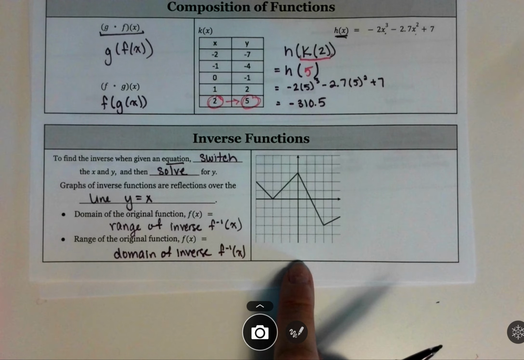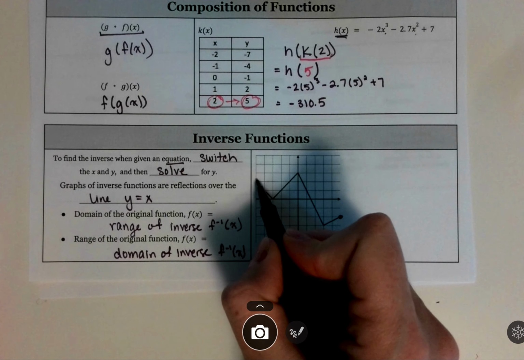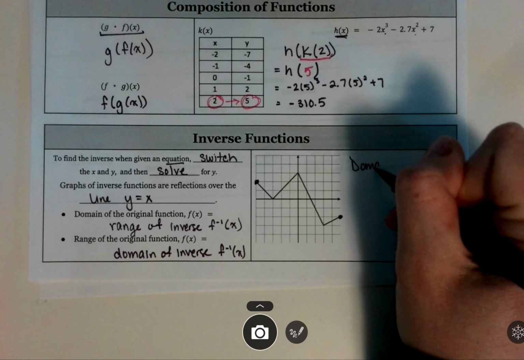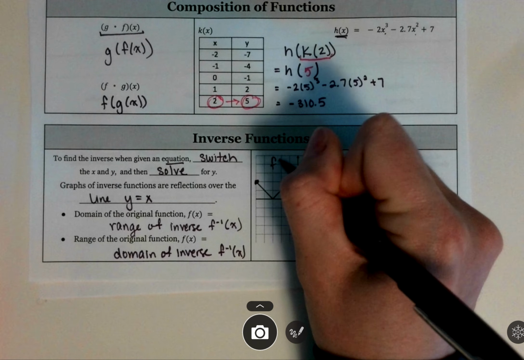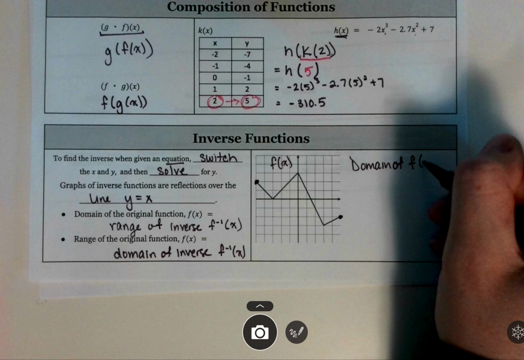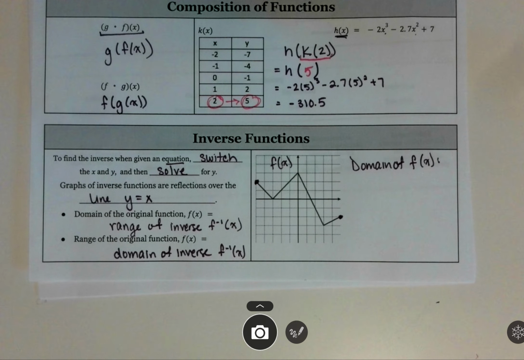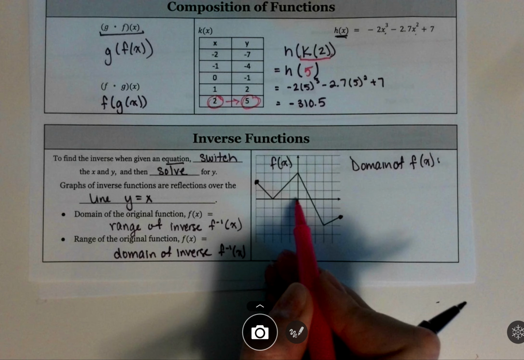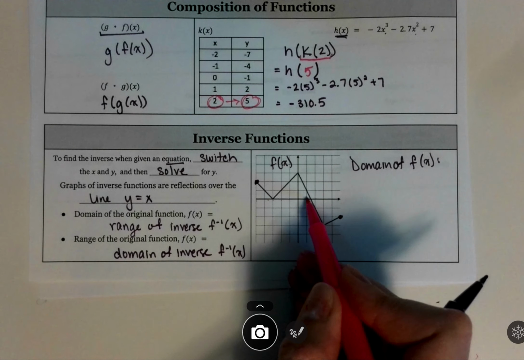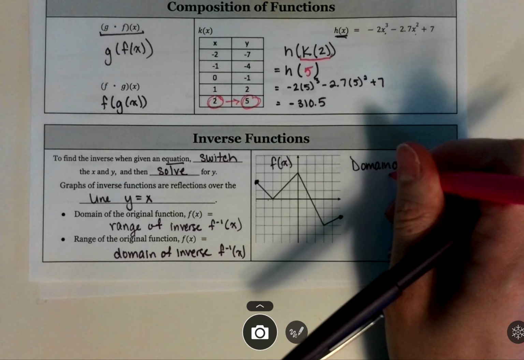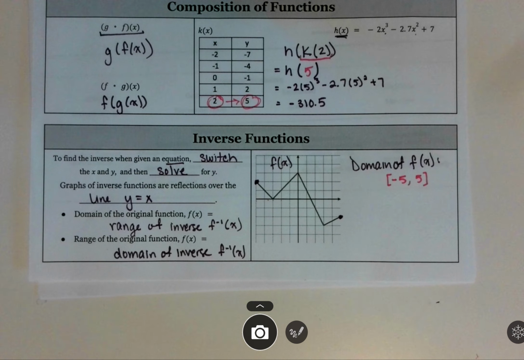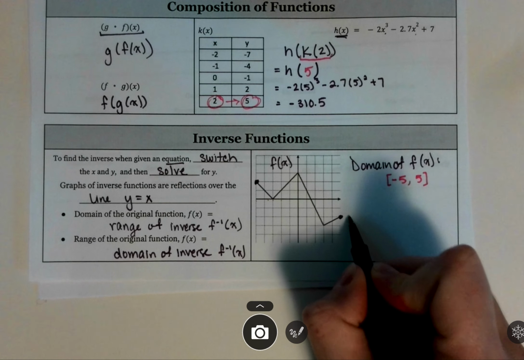And so if I look at this graph, we're going to say that there's endpoints here. And let's find the domain of, we'll call this f of x. So the domain of f of x is how far left and how far right. So it goes to -5 up to +5. So my domain is from -5 to 5. I am using brackets because I put closed endpoints on there.